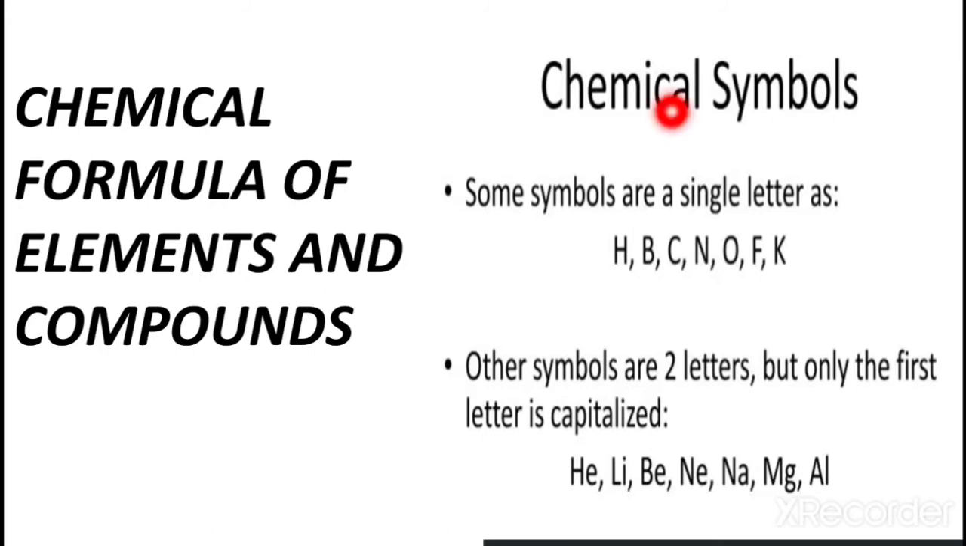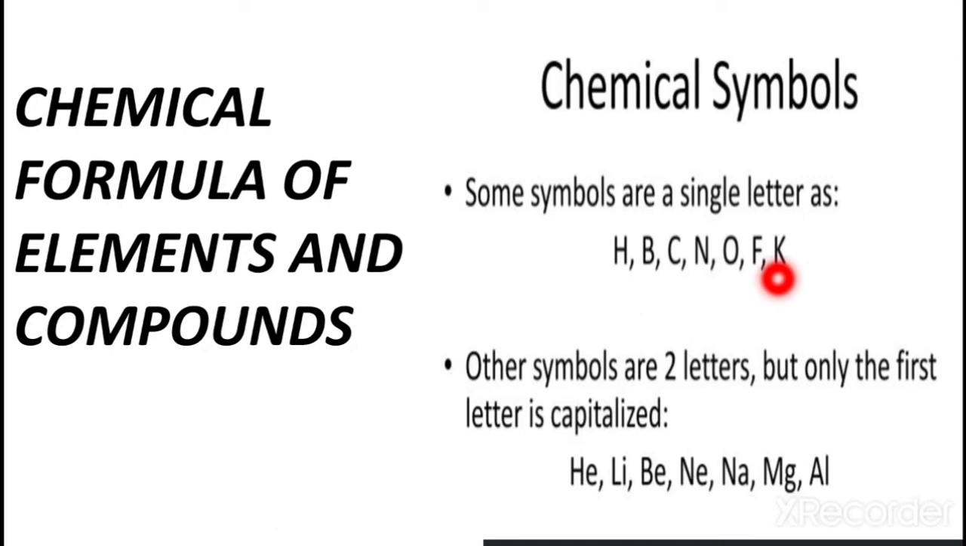A symbol is the short form of an element. A symbol represents one atom of an element. It is the element itself. For example, hydrogen can be represented as H, boron as B, carbon as C, nitrogen as N, oxygen O, fluorine F, K for potassium, and so on.